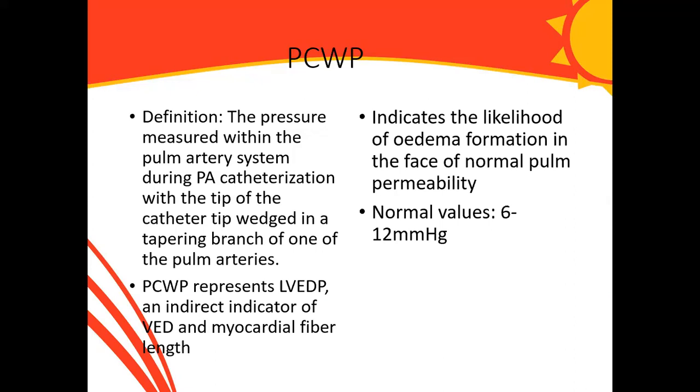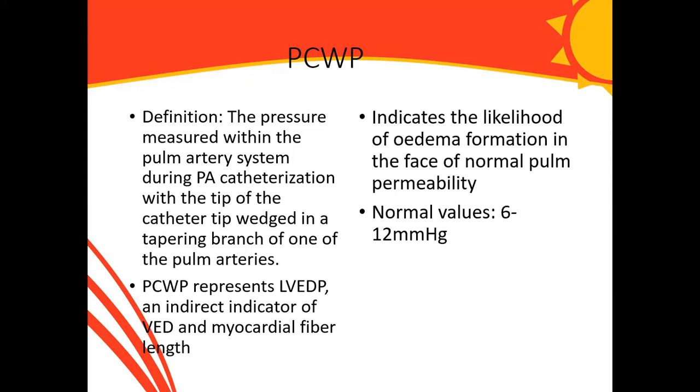Why we do this is that the pulmonary capillary pressure is an indication of the likelihood of edema formation, especially in the face of normal pulmonary permeability. So know that, like I mentioned for ARDS, the edema that is seen with a PCWP less than 18 is due to abnormal pulmonary vascular permeability.